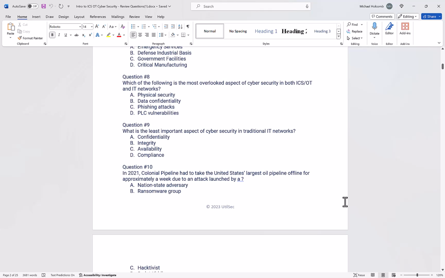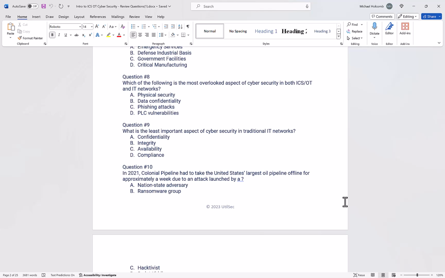Question 8: which of the following is the most overlooked aspect of cybersecurity in both ICS, OT, and IT networks? I think we touched on this in that unit briefly when we talked about physical security. And we talked about things like data confidentiality. That's a priority for IT cybersecurity. Not so much in OT, unless you have some top secret formula you're worried about. Then it's important, but I think the majority of OT environments aren't typically concerned with data confidentiality.